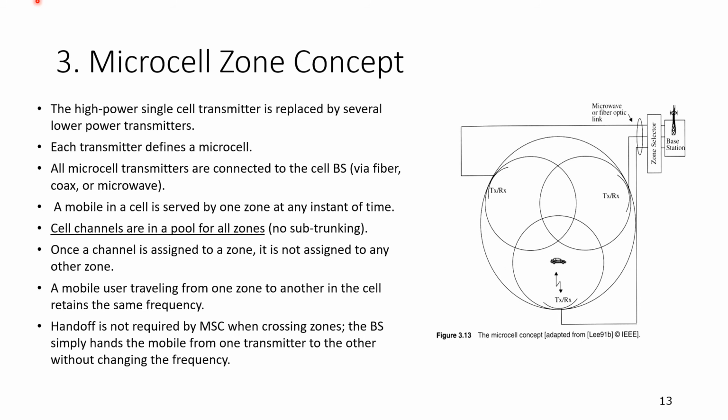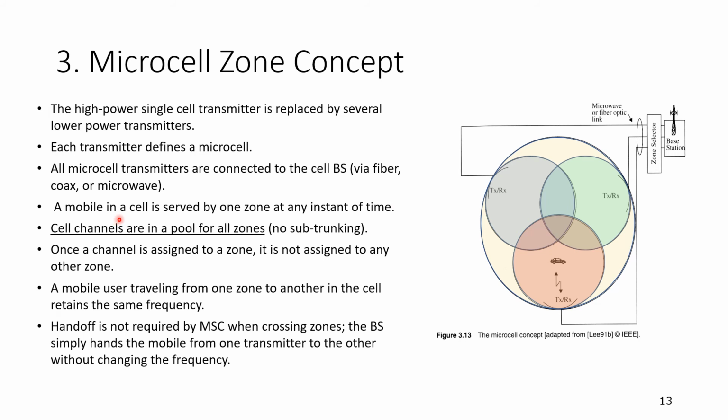The third solution to improving the capacity and the coverage is what we call the microcell zone concept. The microcell zone concept is like this. The high power single transmitter, which covers the area, is replaced with 3 lower power transmitters. So this is the area we would like to cover. We replace it with 1, 2, 3 transmitters. Each transmitter defines a microcell. All microcell transmitters are connected to the base station via fiber optics or coaxial or microwave, so they are all connected together to the base station.